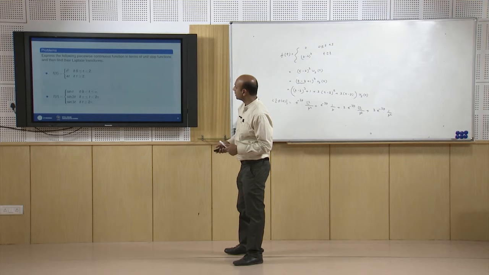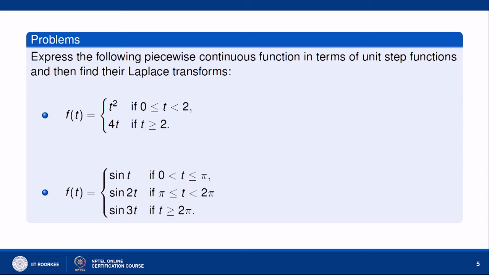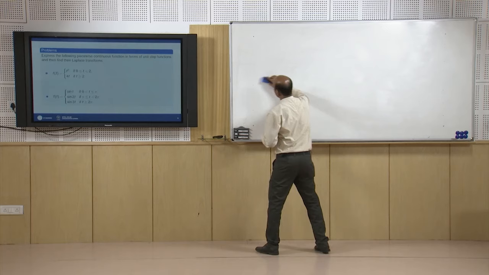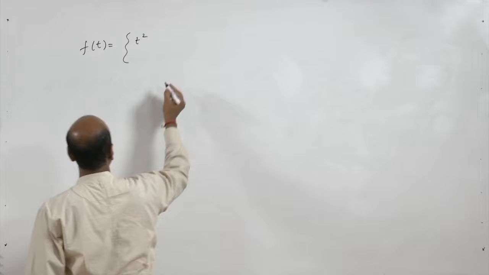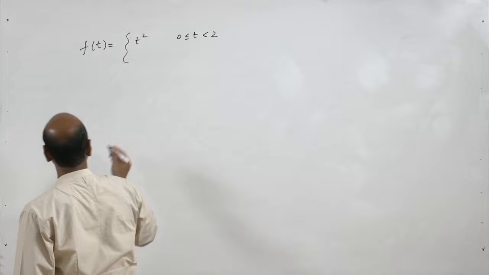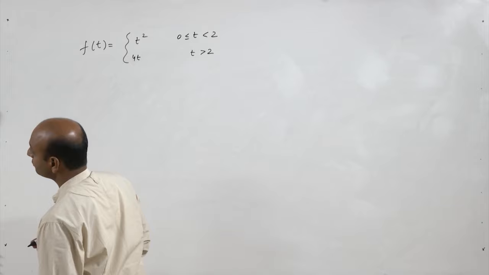Now suppose this function is given to you and you want to express it in terms of unit step functions, and then you have to find the Laplace transform of such functions. How to solve such problems? So what is this function? f(t) is t square when t varies from 0 to 2, and it is 4t when t is more than or equal to 2, okay.